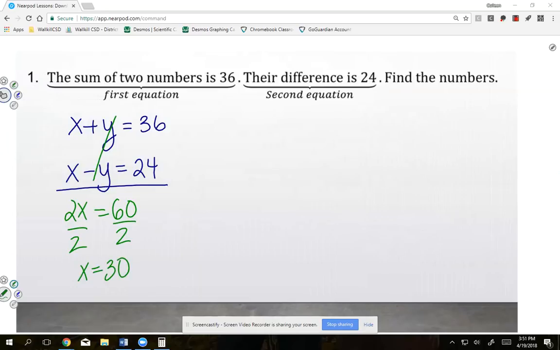Now we take that 30 and plug it back in to find y. 30 plus y equals 36. Subtract the 30, subtract the 30, and y equals 6. And there we're done. We know that the sum of 30 plus 6 is 36. We know that the difference of 30 and 6 is 24, so we are correct. Let's take a look at the next one.